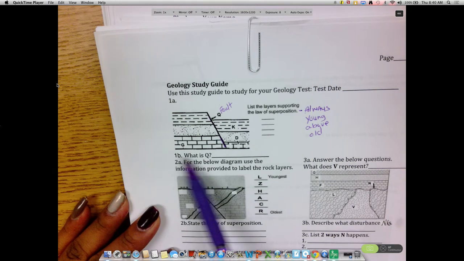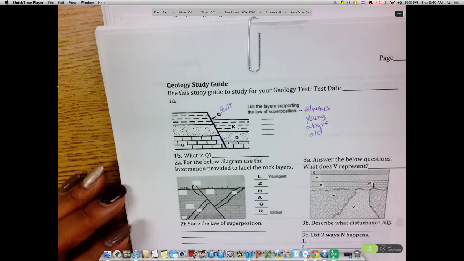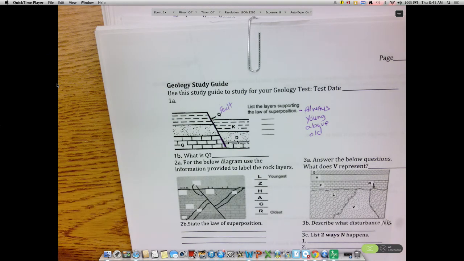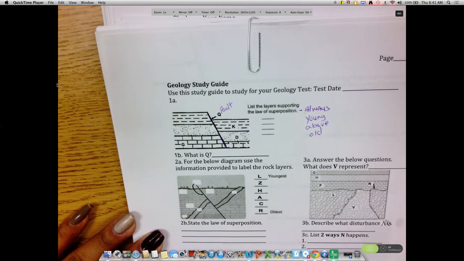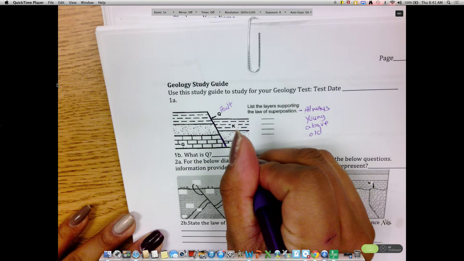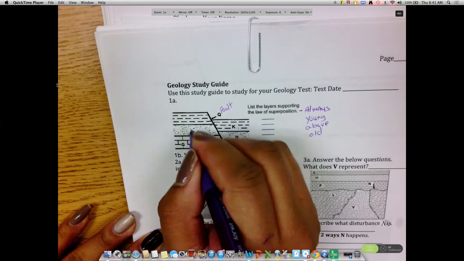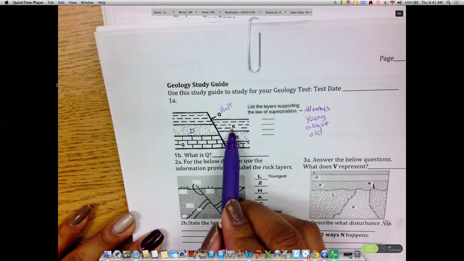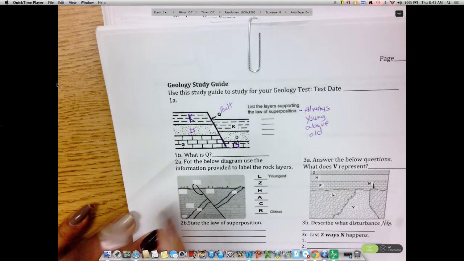Is it affecting all of these layers? So we know just off the top of our head from that song that it's going to be the youngest. Then what's the second thing I told you to do before you do anything else, Joel? Identify the rock layers. Over here we have G. What's over here? G. Good. Over here we have D. What's over here? D. Over here we have K. What's over here? K.